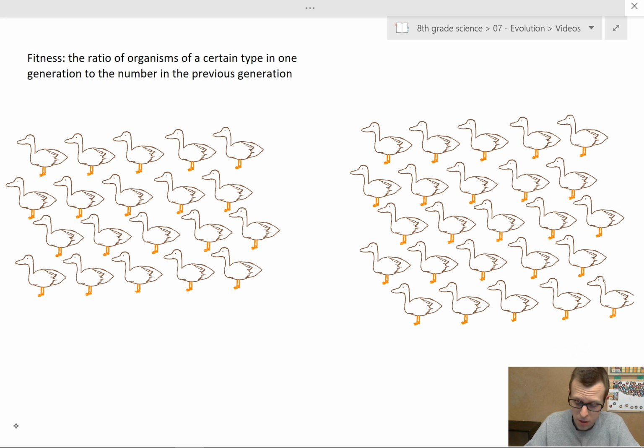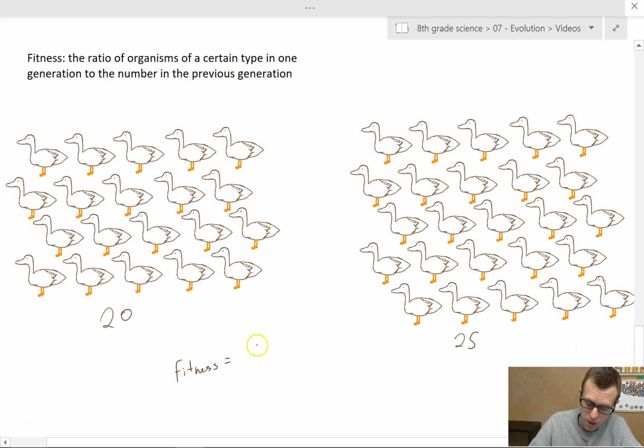So to calculate that, we need to know how many are in one generation and how many are in the next. Let's say for that last example, we had 20 ducks in the first generation, and in the second generation we end up at 25 ducks. So some of these 20 didn't make it to reproduce, but the ones that did reproduced enough that we actually have more ducks in the second generation, more offspring, than we had parents originally, or ducks in the first generation.